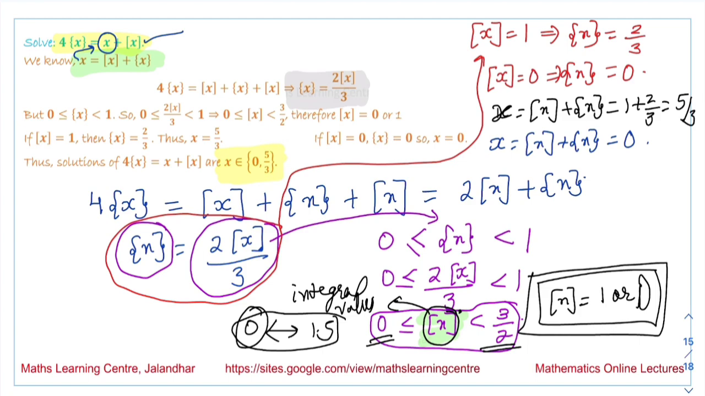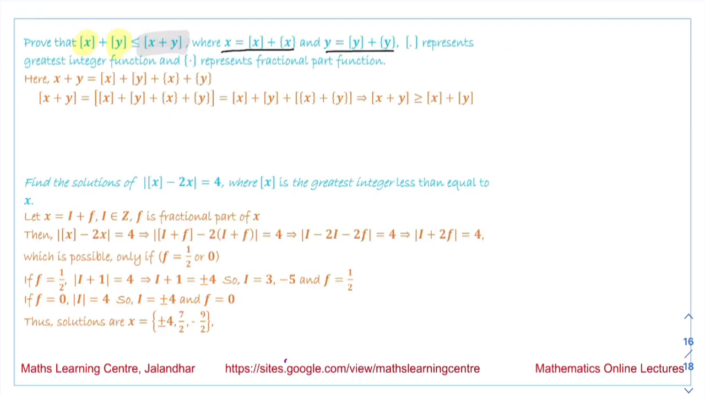Next we have to prove the result that greatest integer of x plus greatest integer of y is less than or equal to greatest integer of x plus y. This property we have already studied previously. So we start where it is given that x is equal to this and y is equal to this, and these notations you already know. So we are saying x plus y will be equal to greatest integer of x plus greatest integer of y plus fractional part of x plus fractional part of y.